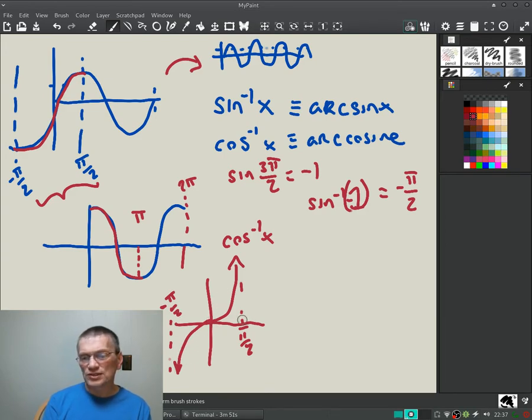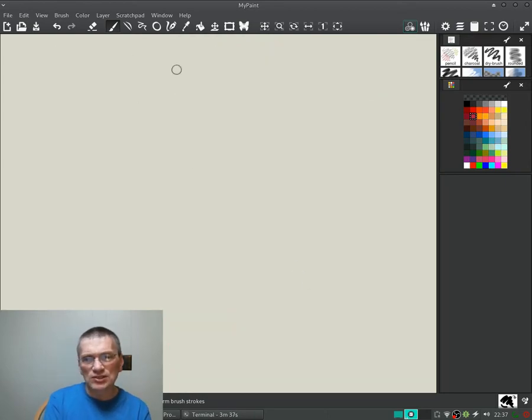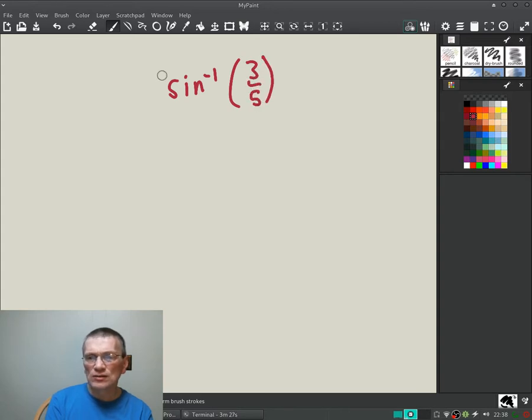We restrict our domain for tangent to the same thing as we do for a sine. Alright? One last thing about these. It's pretty straightforward undoing these things. What you can do sometimes is take the arc sine of, say, 3 over 5, and then turn around and right away take the cosine of that.